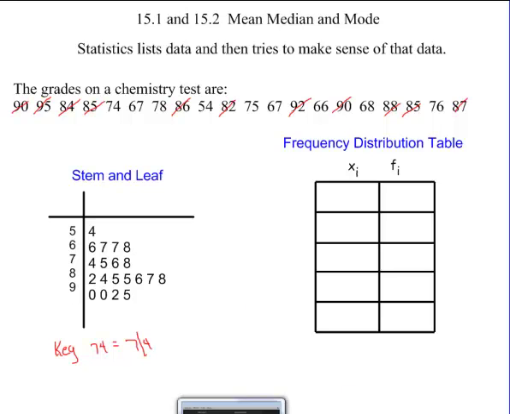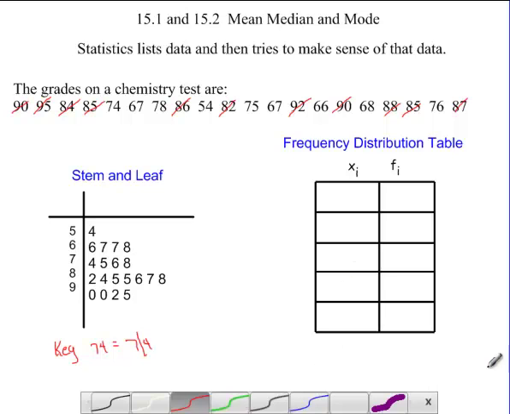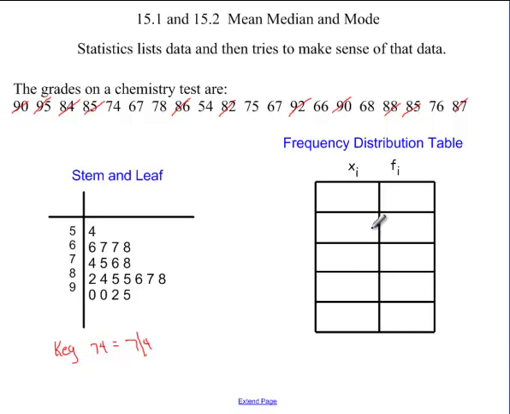Another one we could have is a frequency distribution table. I can take my information and I can group it, and then I can say how many I have. So since these are grades on a test, I could do something like 50 through 59, 60 through 69, 70 through 79, 80 through 89, 90 through 99. And remember, when you do your intervals, they have to be even.